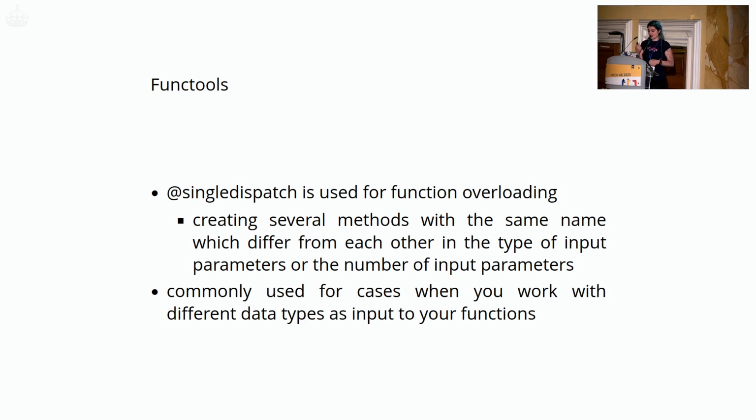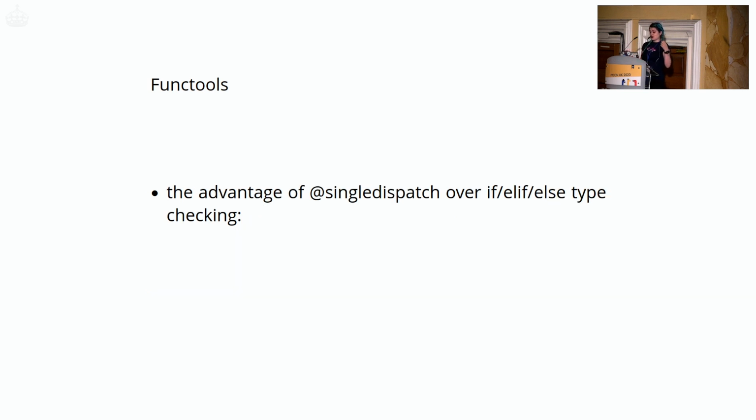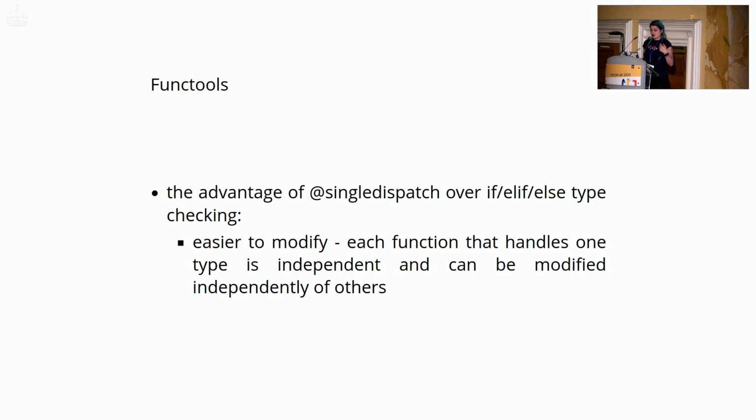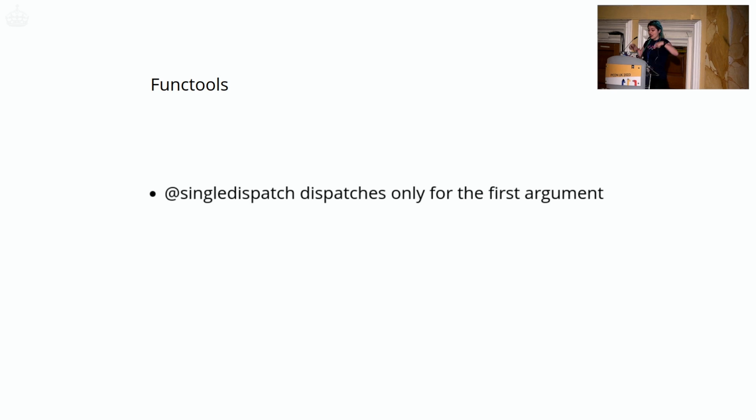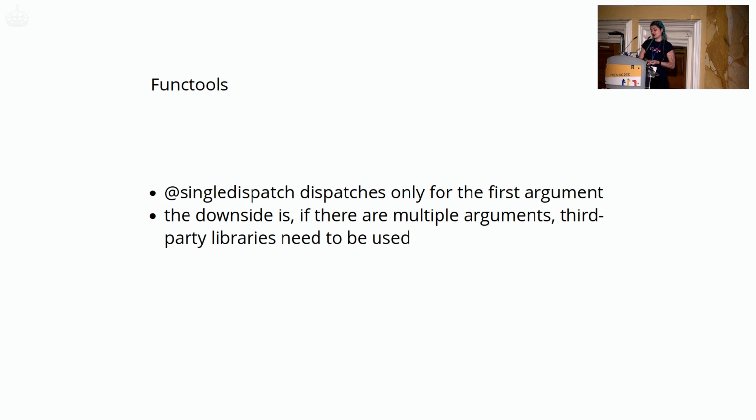there would be strings. So now you might be wondering, why use single dispatch instead of just having if, else, if, like in the first case, because both of these are functional. So if you use single dispatch, it's easier to modify, meaning that you have each function that handles only one type. These functions are independent, and they can be independently modified. Also, the code is cleaner, more readable, and it's easier to test. However, it dispatches only on the first argument, so there's a downside: if there are multiple arguments, you would have to use a third-party library.